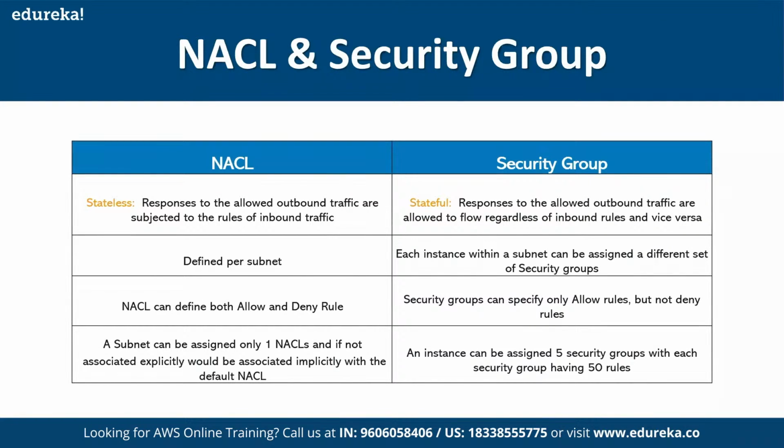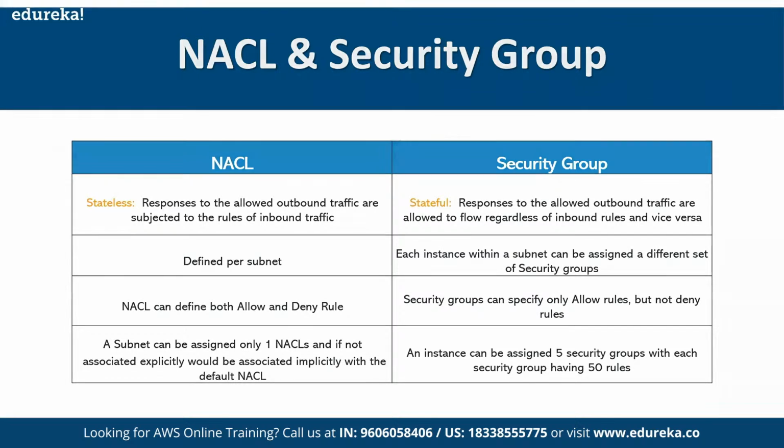So again, briefly summarizing the differences between NACL and security group. NACL is stateless. Security group is stateful. We have already spoken about what stateless and stateful are. NACL is defined per subnet. Security group is defined per resource. NACL can define both allow and deny. Security group can have only allow. A subnet can be assigned only one NACL, and if not associated explicitly, it would be associated implicitly with the default NACL. An instance can be assigned to 5 different security groups, but there can be only one NACL. One NACL can be assigned to multiple subnets, but one subnet can have only one NACL.